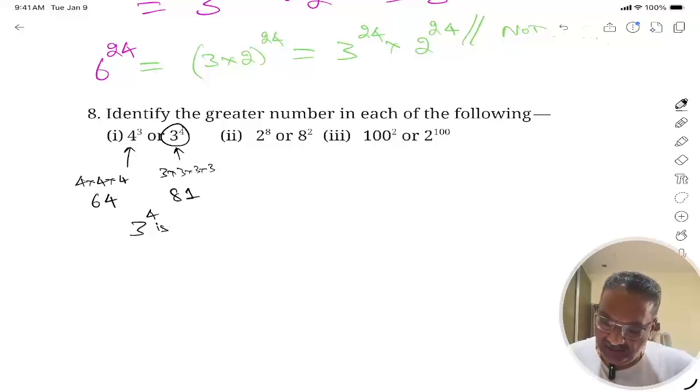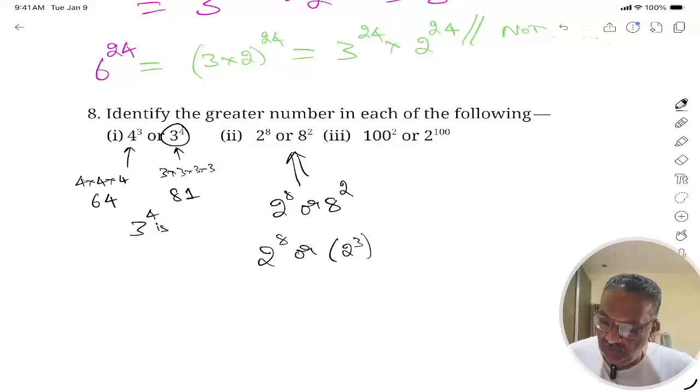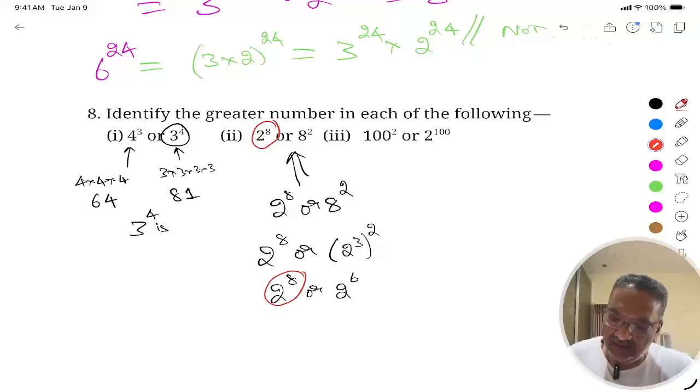Okay. Next, we will take this. See, here we have 2 to the power of 8 or 8 to the power of 2. Here there is a possibility. ಇಲ್ಲಿ ಸಾಧ್ಯ ಇದೆ. ನಾವು ಬೇಸ್ ನ ಸೇಮ್ ಮಾಡಬಹುದು. ಹೇಗೆ? 2 to the power of 8 ನ ಹಾಗೆ ಇಡೋಣ. or 8 ಏನಾಗುತ್ತೆ? 2 cube to the power of 2 ಇದೆ. Okay. So this becomes 2 to the power of 8 or 2 to the power of 6 ಆಗುತ್ತೆ. So exponent ಯಾವ್ದು ದೊಡ್ಡದಿದೆ ಅದೇ ದೊಡ್ಡದಾಗುತ್ತೆ. So here which number is bigger? Here we have this number as bigger. 2 to the power of 8 is bigger.